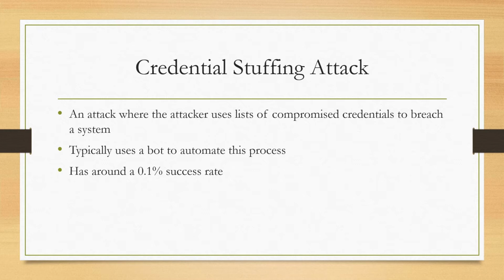We have a list of usernames and passwords, typically compromised credentials from breaches, and we use a bot to automate this process of attempting to log in with those credentials. This type of attack has around a 0.1% success rate, which sounds very low. However, it's very easy to automate, which means that it can easily be set up to attack a system, and it will have some amount of success that will probably be able to get you at least one set of credentials, which a lot of the time is all you really need.